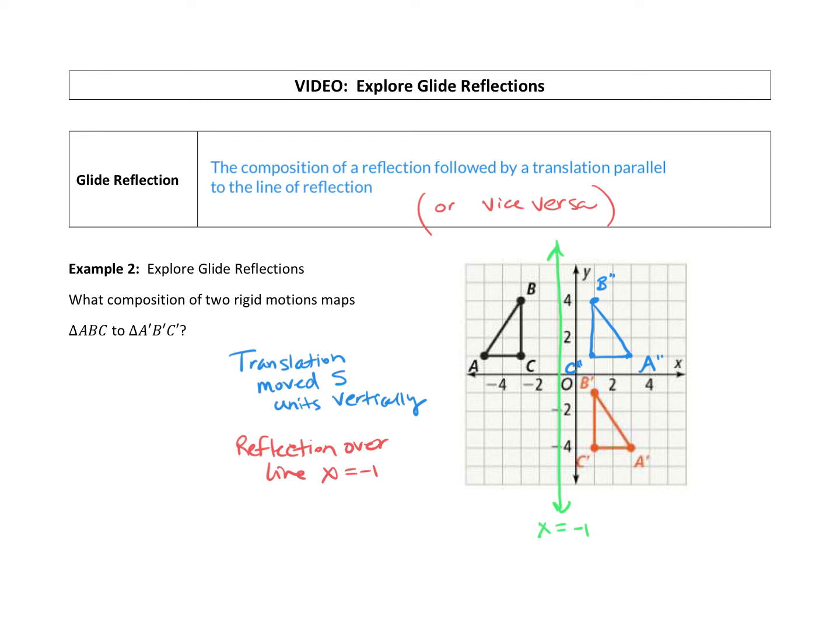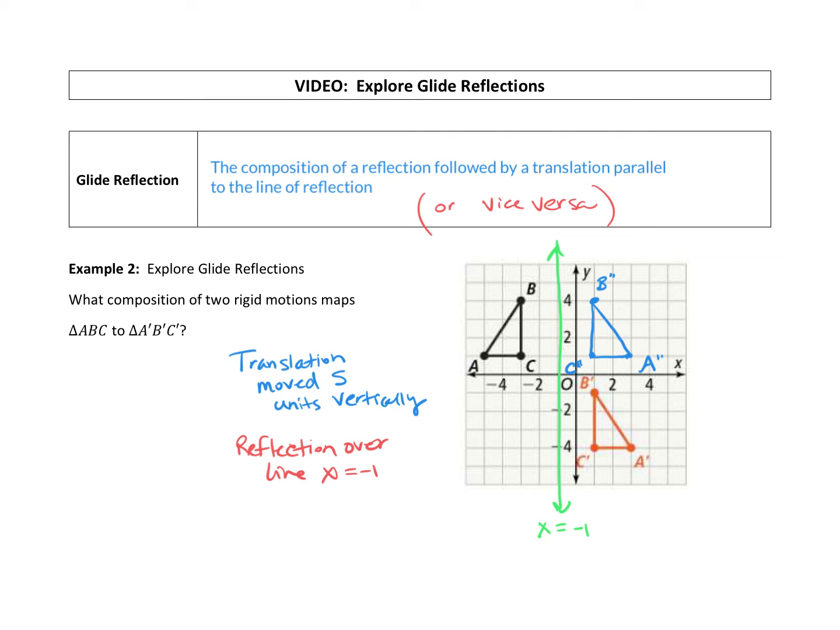So, is this a glide reflection? Did we do a reflection across a line? We did. There's our reflection. And then was the translation parallel to the line of reflection? So see how we had this triangle and it just moved down to land. The red is our final image right here. That's running parallel to the line of reflection. So this is what a glide reflection could look like.